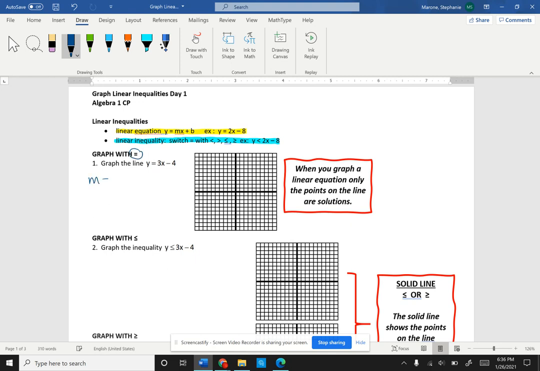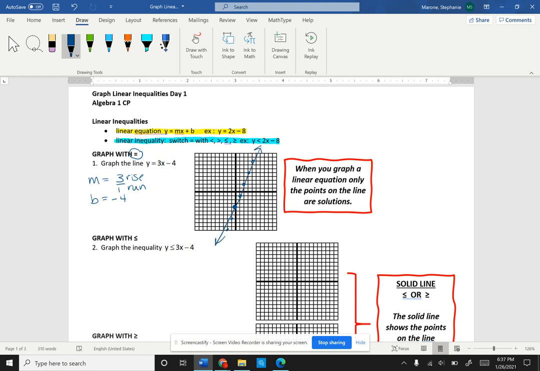The slope is 3, and the y-intercept is -4. Remember, the slope is 3 over 1, so it's rise over run. And we start at -4. So rise 3 and run 1. Rise 3 and run 1. And we can keep doing that. And then we know that that is a line.